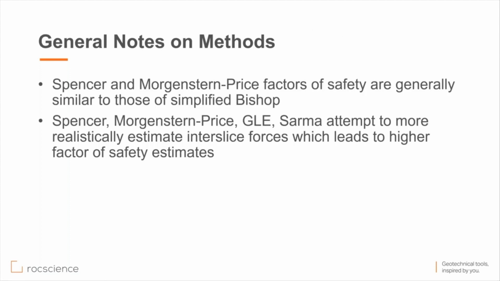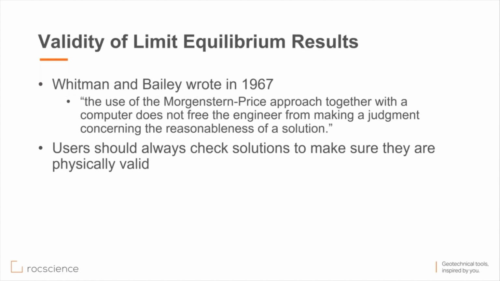Now, a few notes on these methods. The Spencer and Morgenstern-Price factors of safety tend to be generally similar. And not only are they similar amongst themselves, but they are also similar to the simplified Bishop factors of safety. Spencer, Morgenstern-Price, GLE, and Sarma, in trying to realistically estimate interslice forces, that's why they come up with fancy assumptions for them, tend to give you higher factors of safety than you will find with the simpler methods like Bishop and Janbu Simplified. So important to keep that in mind.